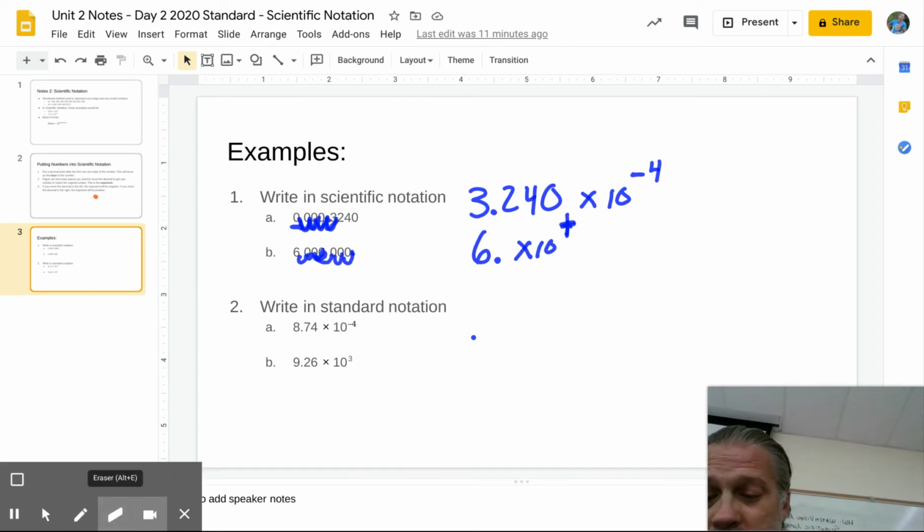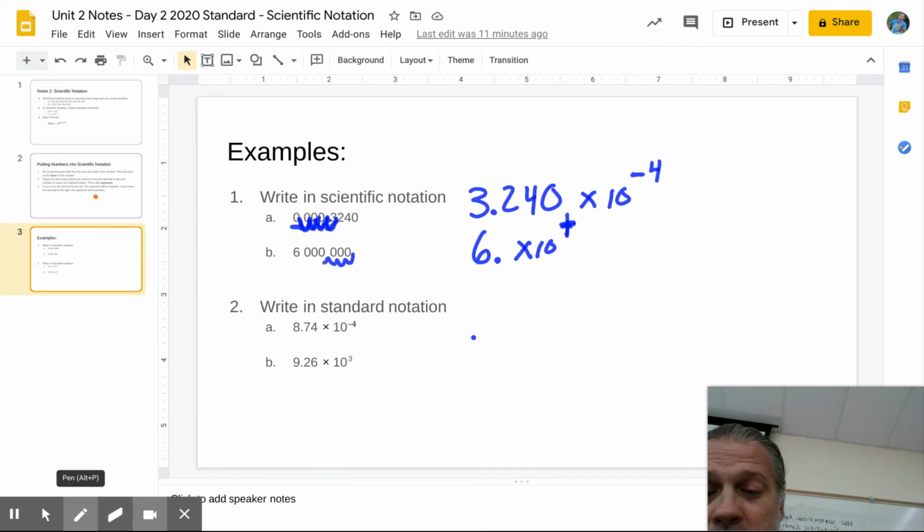Then the next thing I'm going to do is go back and count not the number of zeros, but the number of places that I moved the decimal. I moved it 1, 2, 3, 4, 5, 6 spots. So this is 6 times 10 to the 6.